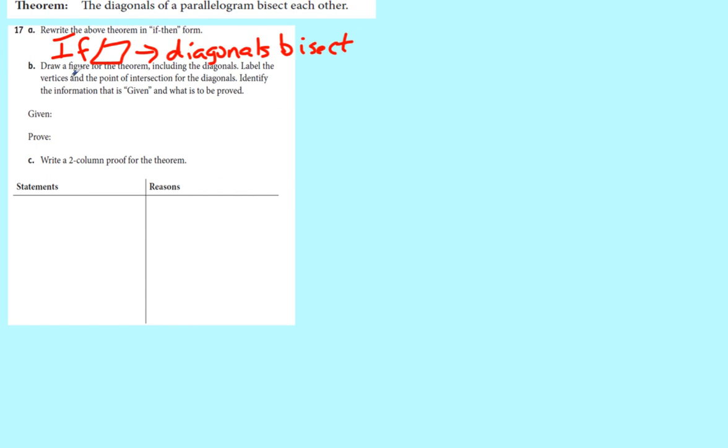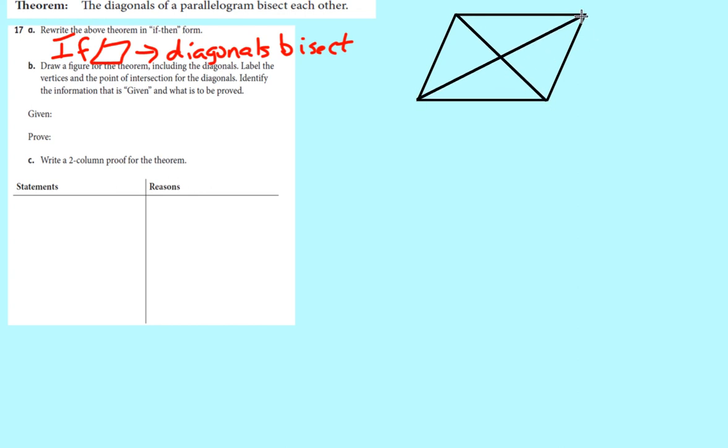Alright, draw a figure for the theorem. Okay, so let's give ourselves a parallelogram here. There we go. And then it says label it along with the diagonals. So let's draw a couple diagonals here. It doesn't say what letters to use, so let's say A, B, C, D. And the middle we can call E. Didn't see that coming, did you?